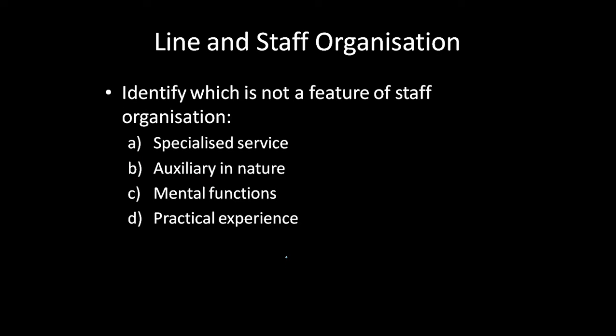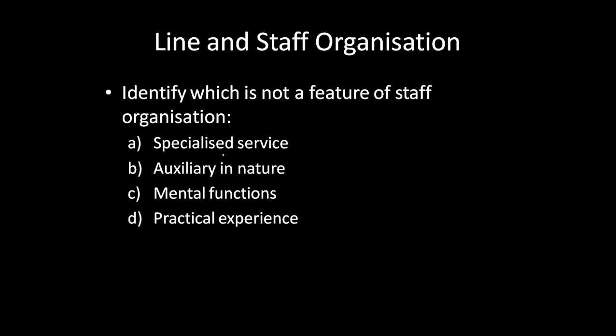Let us move to the last question for today. This question asks, identify which is not a feature of staff organization. Option A, specialized service. Option B, auxiliary in nature. Option C, mental functions. Option D, practical experience. Now think about it. What is staff organization? You have experts who are giving advisory functions or advice. So why are they called experts? Because they are specialized in their particular area. So of course we can say that staff organization gives a specialized service. So option A is actually a feature of staff organization.